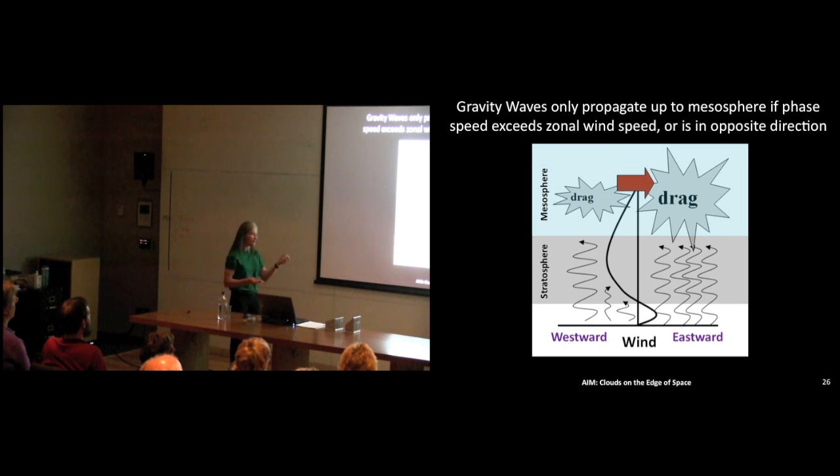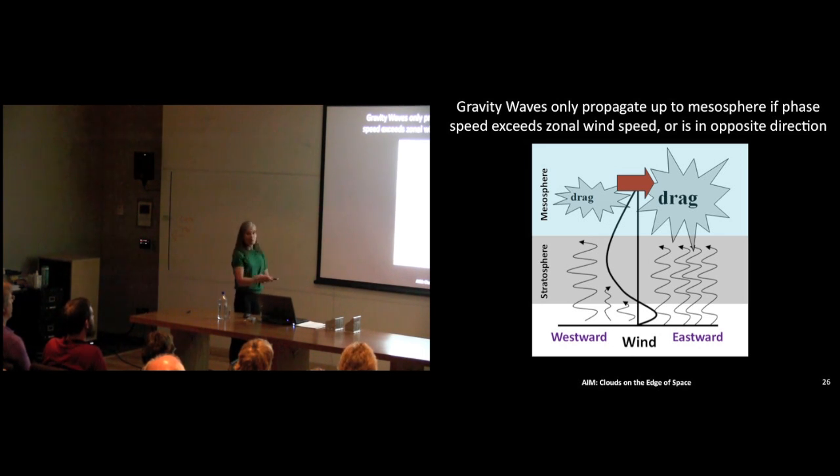Okay, who cares? Well, the reason you might care about this is when they get to the mesosphere, their amplitude is growing and growing and growing, and eventually they break, just like waves in the ocean will break. When they break, they're carrying eastward momentum. So they deposit that momentum into the area where they broke. So if they break in the mesosphere, they cause what we call an eastward drag on the mesosphere.